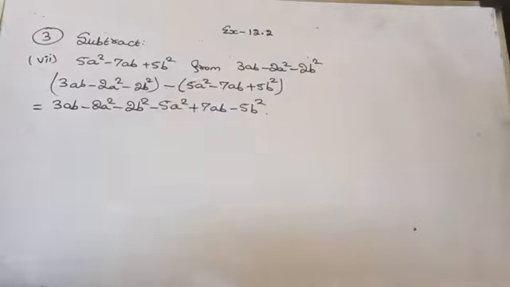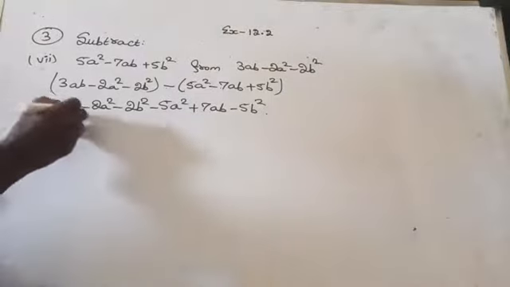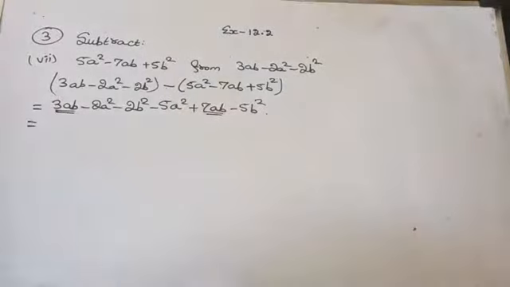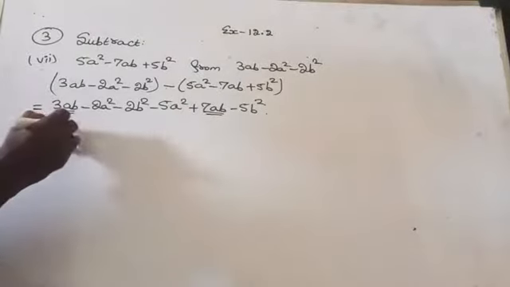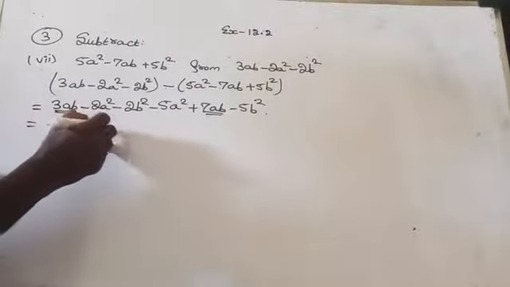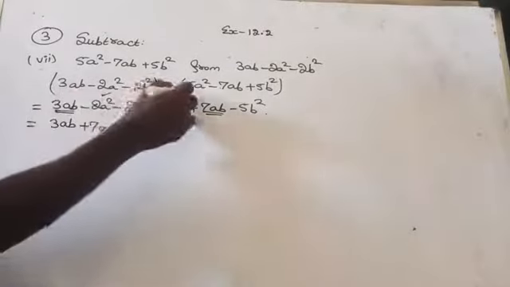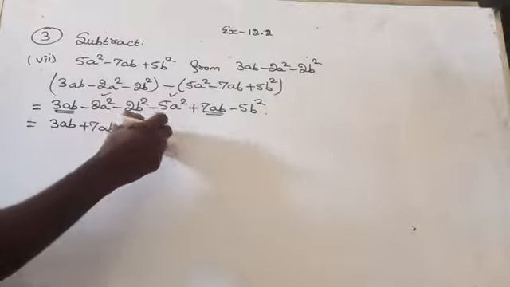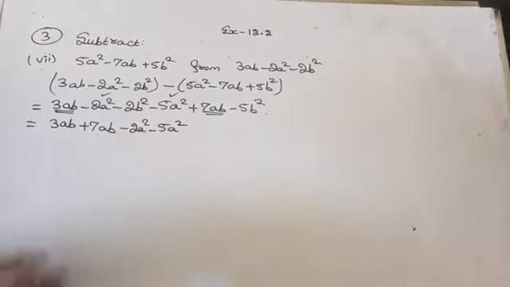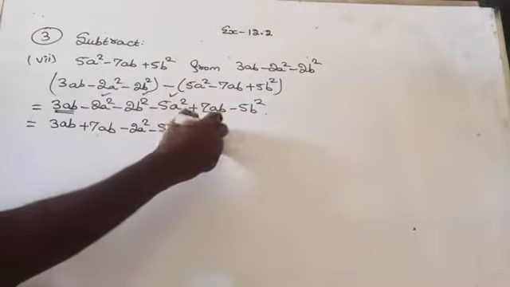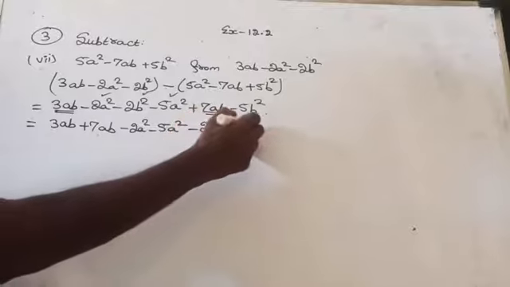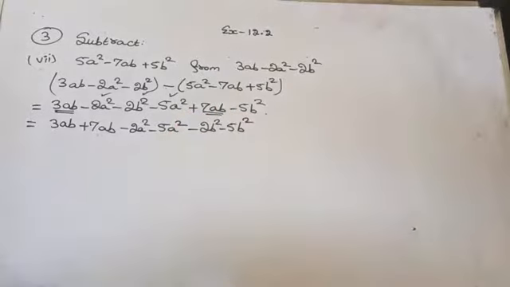Now group the like terms here. That is 3ab and 7ab having the same algebraic factors ab. So 3ab plus 7ab, and then the term which contains the variable a square, minus 2a square minus 5a square, and then the term which contains the variable b square, that is minus 2b square minus 5b square. Am I right here? Yes.